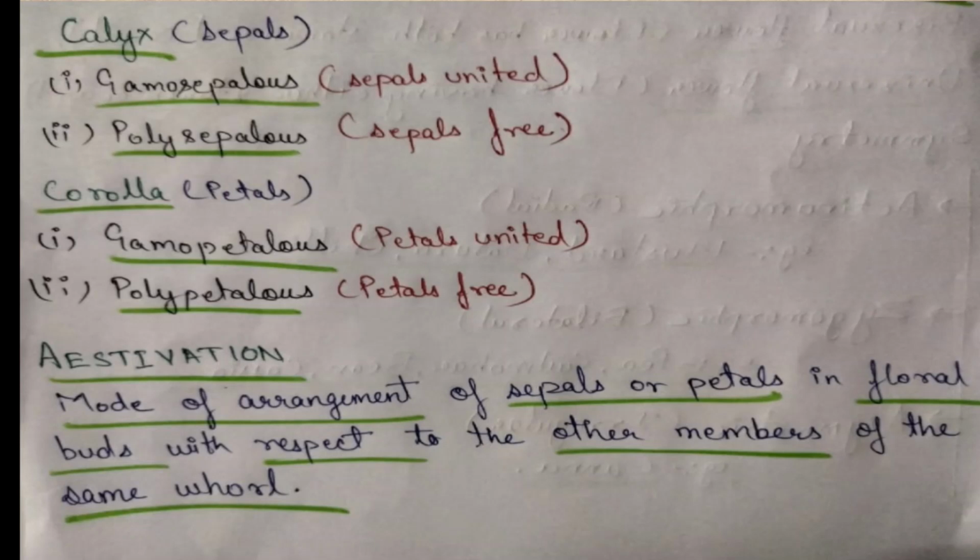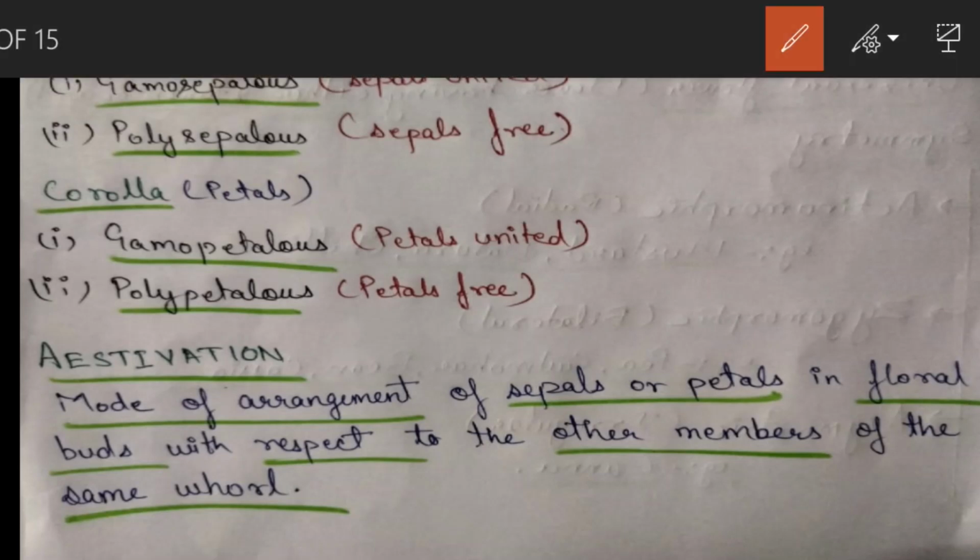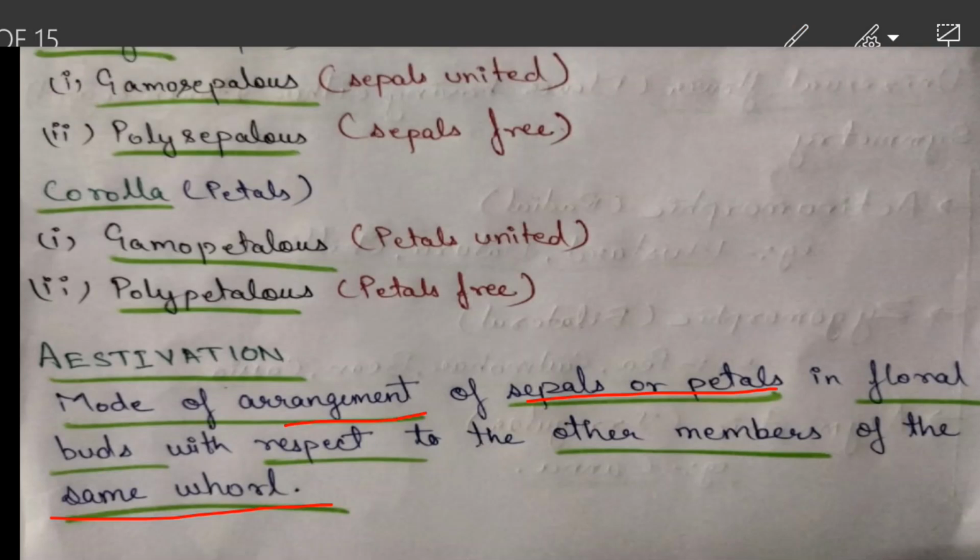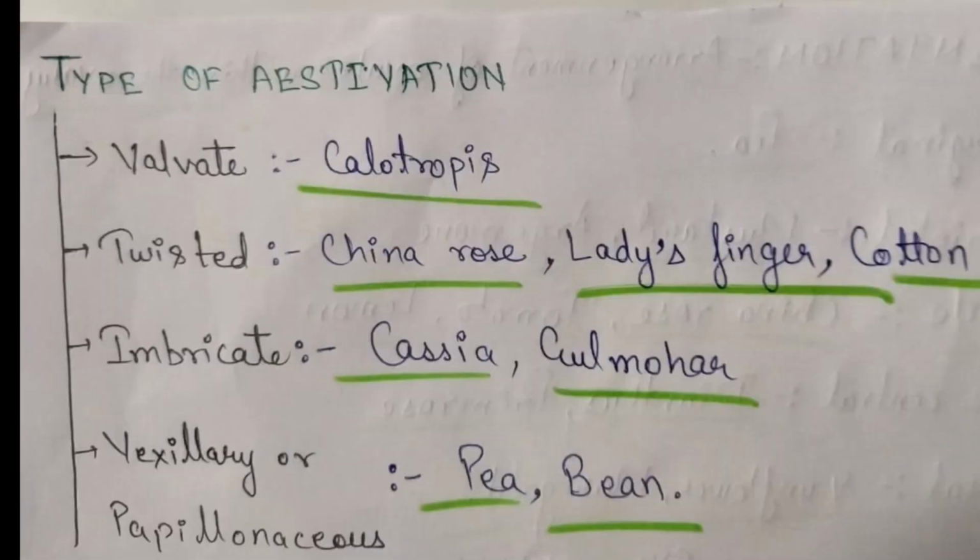Then we have estivation. So how do we define estivation? Mode of arrangement of sepals or petals in floral bud with respect to other members of the same whorl. You have to remember this word, same whorl. So in estivation we see the mode of arrangement of sepals or petals. We have four types of estivation mentioned in NCERT. There can be more, but we are only covering the main points of NCERT.